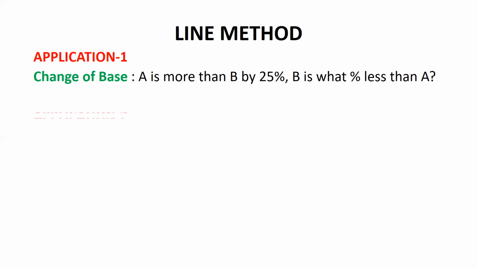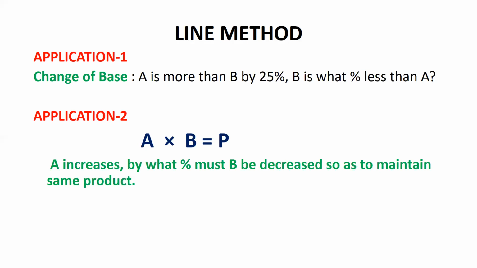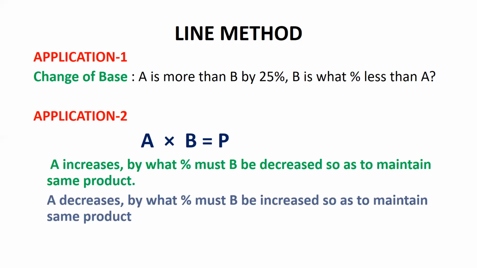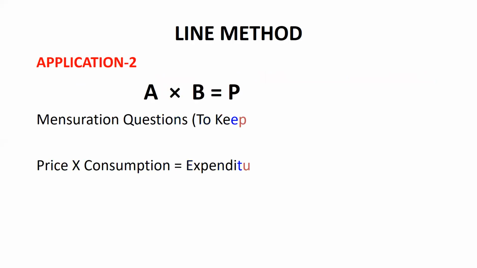the answer. Application 2, if you are multiplying two numbers A and B to get a product, if A increases, by what percent must B be decreased so as to maintain the same product? Or A decreases, by what percent must B be increased so as to maintain the same product? We'll apply the same method. Where will you come across this? The question of mensuration to make the area the same, as we have discussed in one question.